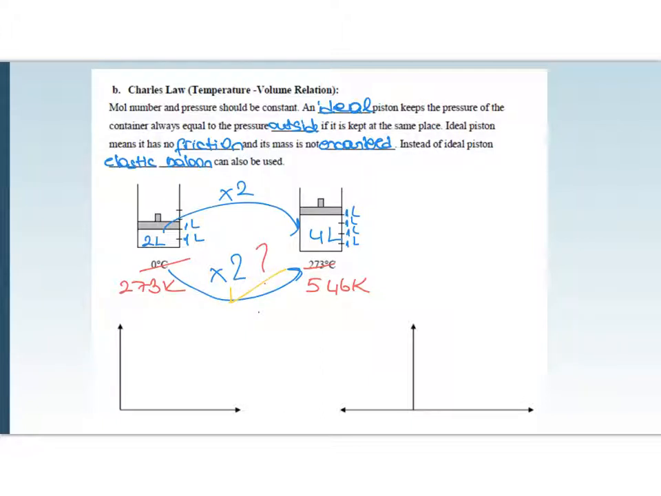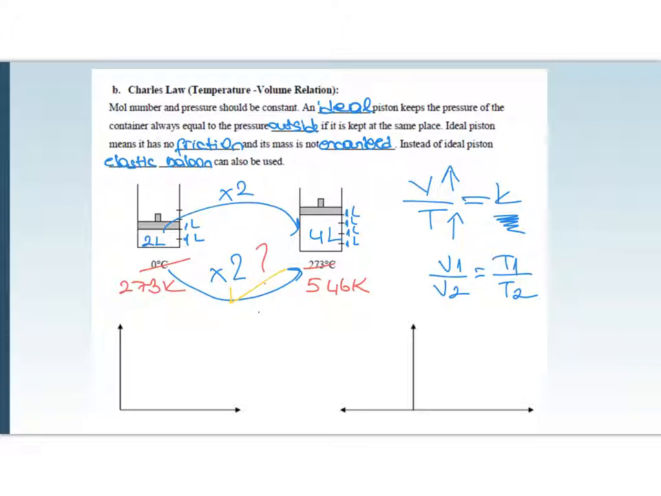So this means that volume over temperature is always equal to a constant. When you increase the temperature, the volume is increased also. It equals a constant number. So if you formalize it, it's going to be volume 1 over volume 2 equals temperature 1 over temperature 2. So why do I have two graphs here?